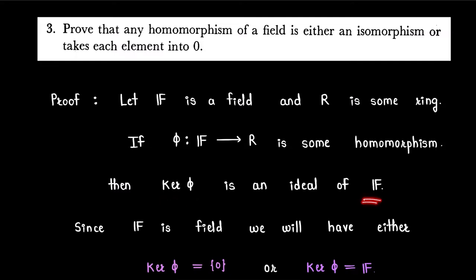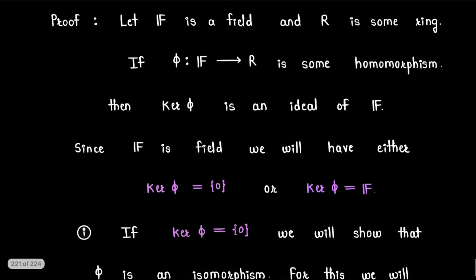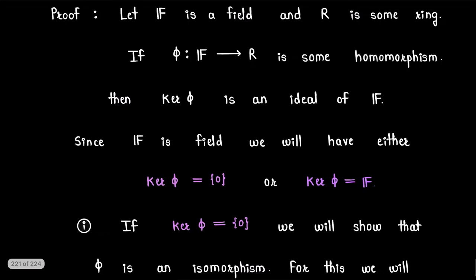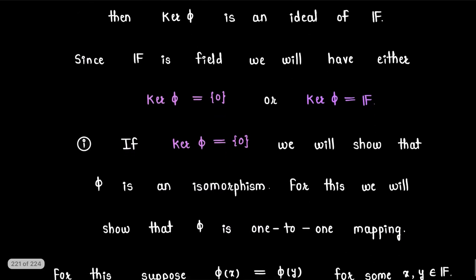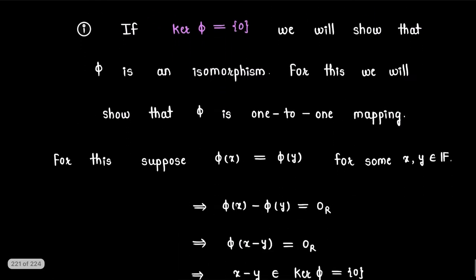of field F. Now since F is a field and we know that the only ideals of a field F are trivial ideals, therefore kernel phi will be either singleton {0} or the whole field F. Now let us consider kernel phi is singleton {0}.